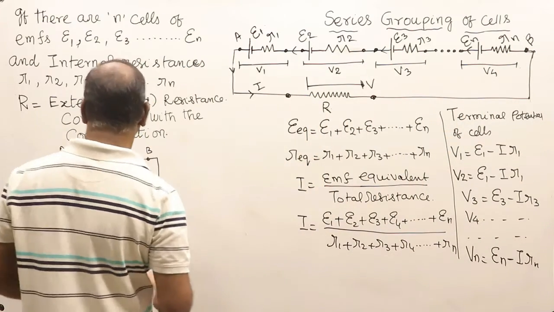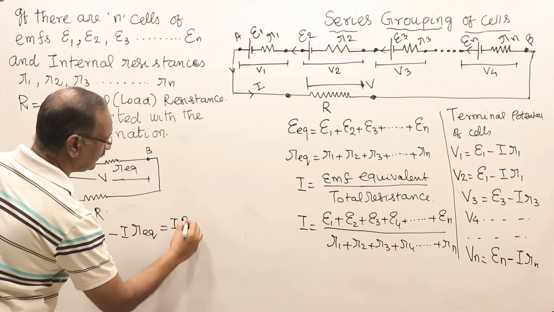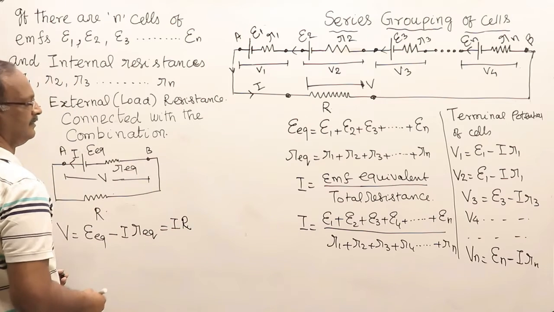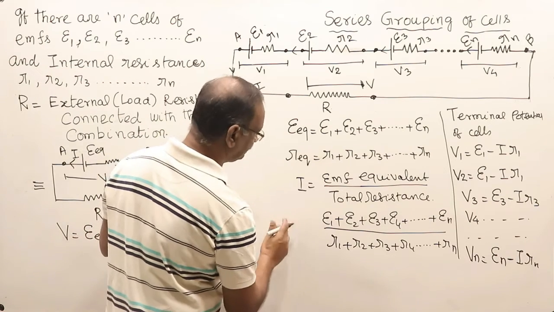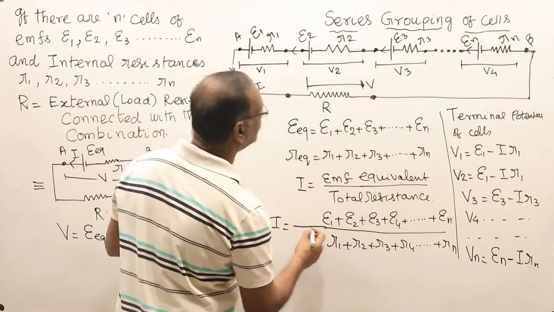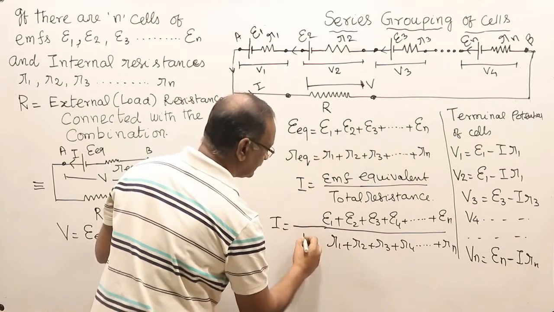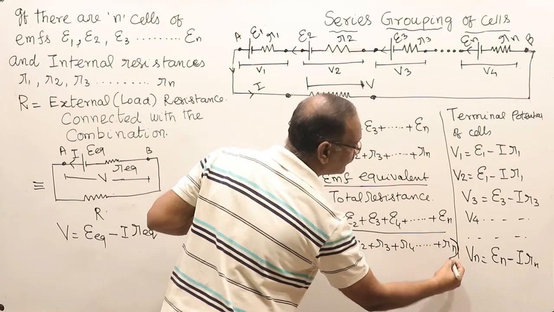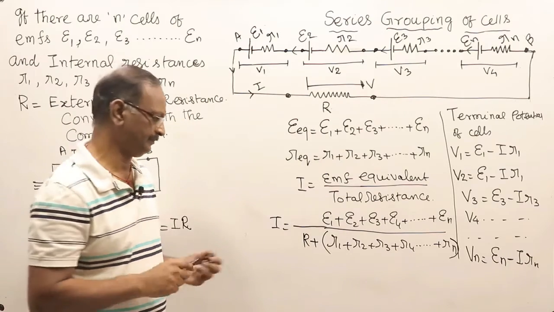Also this V can be written as total current into external resistance. So we can write I is equal to EMF over total resistance. 1, 2, 3 are all in series, and the external resistance is also in series. So R plus the internal resistances, this is the expression for current through this series grouping of cells.